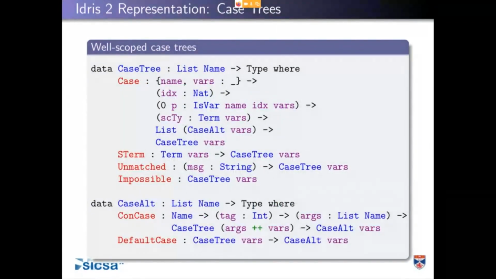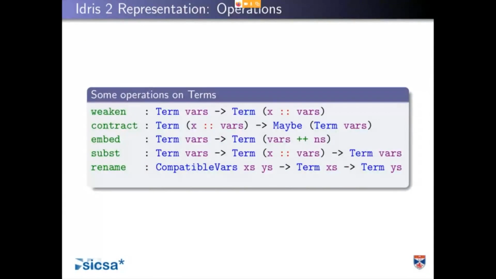Now then, I'm not going to look at case trees because we're running out of time. I just want to quickly look at some of the operations that you can do on this. So a nice thing about this representation is that you can look at the types of these things without looking at the names and pretty much work out to some approximation what they're going to do.